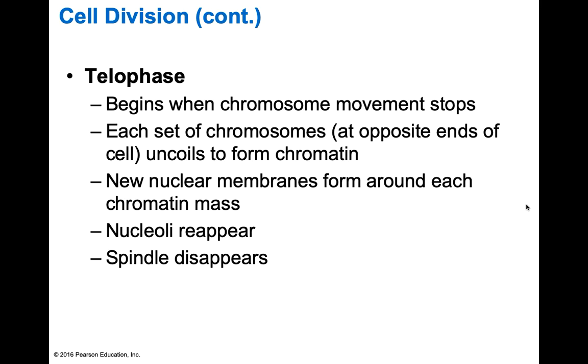We start to see the nucleolus reappear, and the spindles are going to disappear because we don't need them anymore. They're not there to push and pull around all of our chromosomes anymore. They're already where they're supposed to be, in these newly forming nuclei inside of the cell. So we have two nuclei in the same cell. Telophase, two nuclei in the same cell.